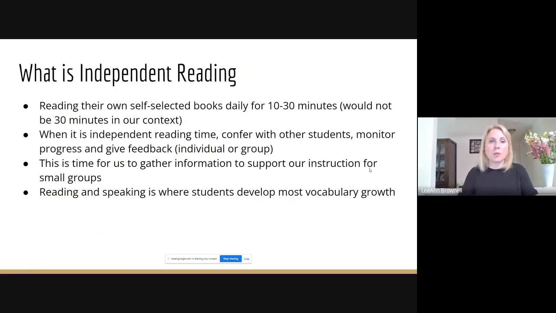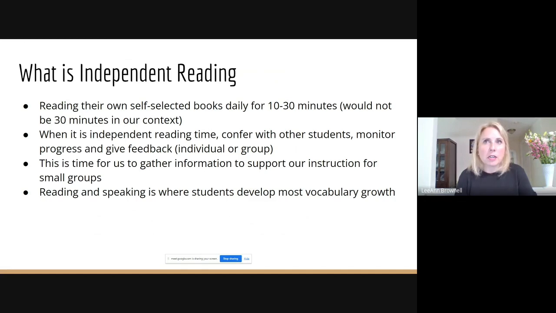So, what is independent reading? Reading on their own for self-selected books daily for 10 to 30 minutes. However, it says 30 minutes, not in our context. That's specific to EAL teachers. We're not going to be reading independently. Students won't be reading for half an hour. And when it is independent time, this is the opportunity to be meeting with students, monitoring their progress, and giving them feedback.